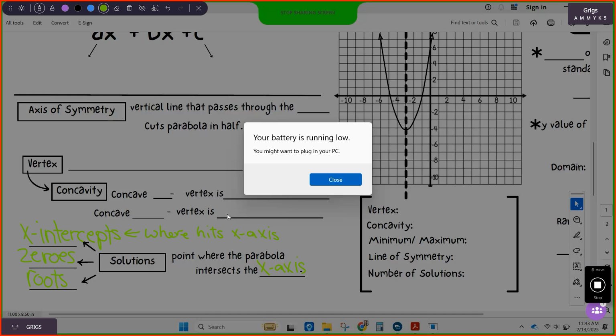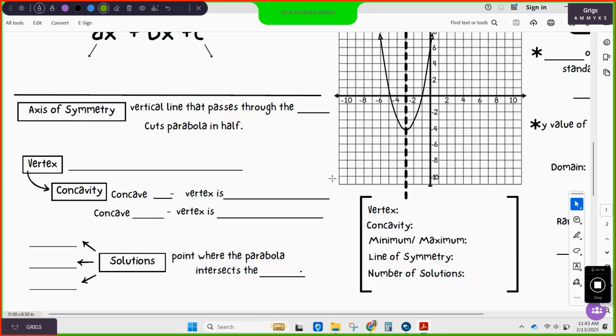Please pause for this intermission. If I don't have my charger, okay, it's going to crash out.